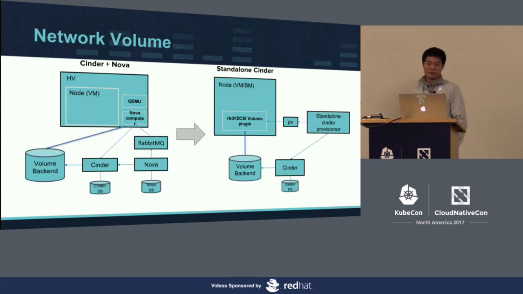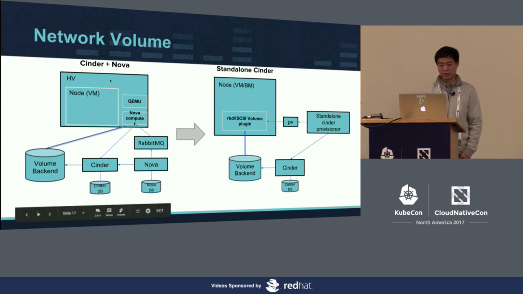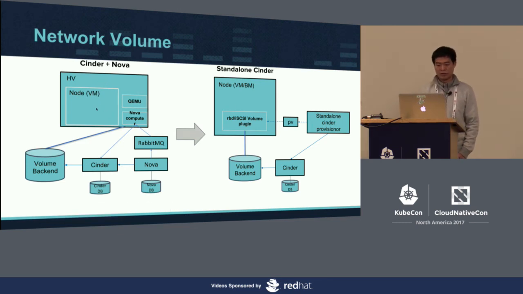Okay, so this figure shows two different solutions. On the left side, we can see the standard Cinder plus Nova solution. This is a Kubernetes node, a VM. We can see how many components it depends on when it wants to do the volume attach and detach: QEMU, Nova Compute, RabbitMQ, Nova, and Cinder. So in production, if any two of these components have some data drift, it will cause our volume attach and detach to fail. It occurs quite often in our production environment.